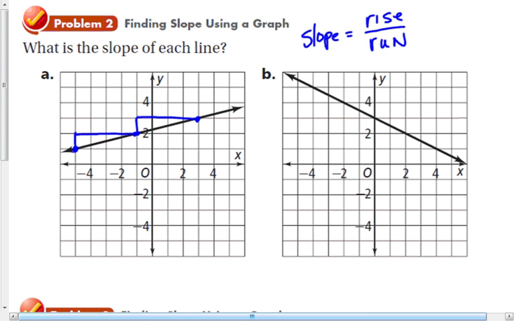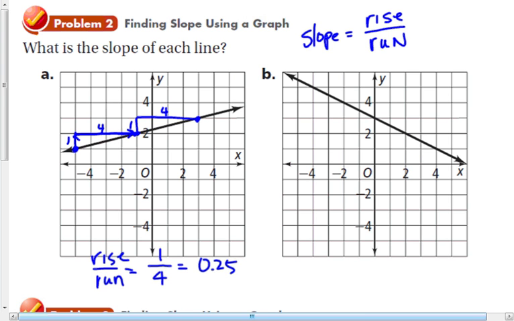Since it's a straight line, it should have a constant rate of change. And we are going up 1, which is positive. So going up is a positive. And right 4, which is also a positive. And our rise is 1, and our run is 4. And if we wanted to write that as a decimal, we could.